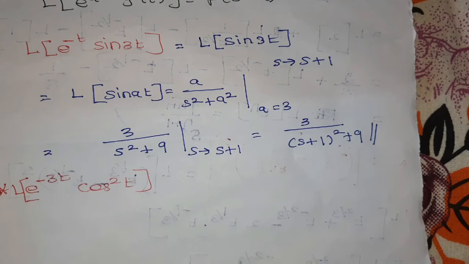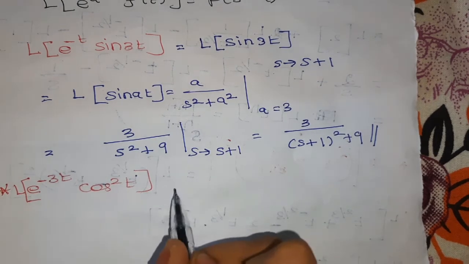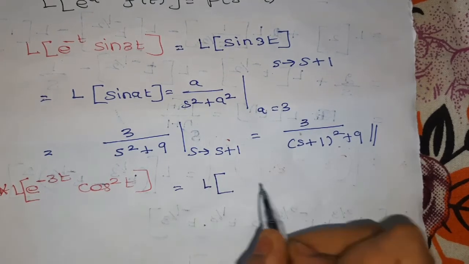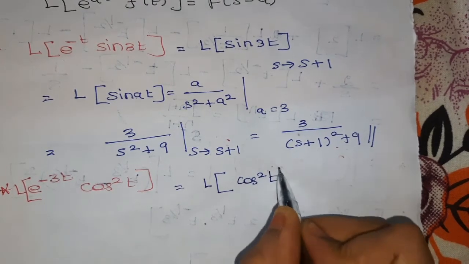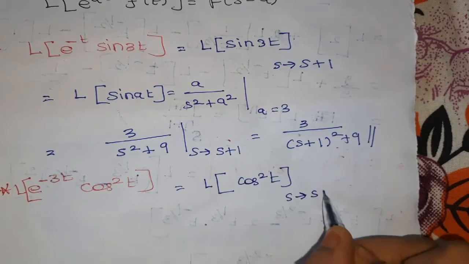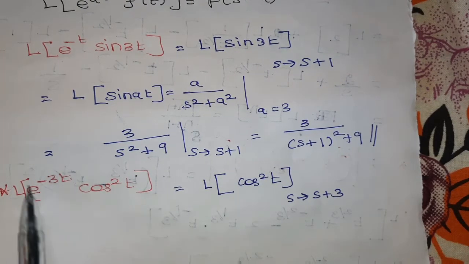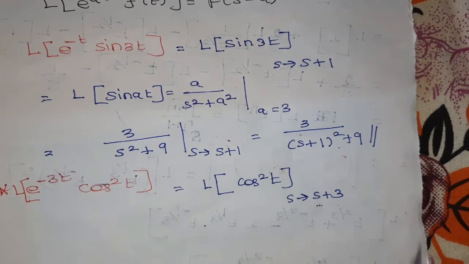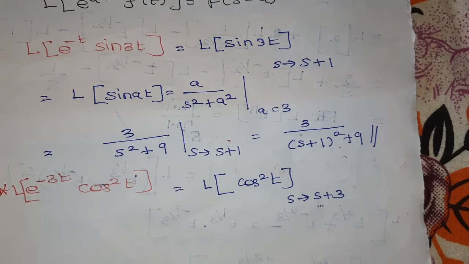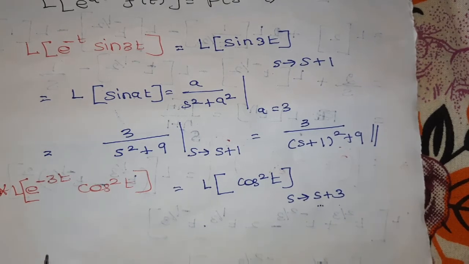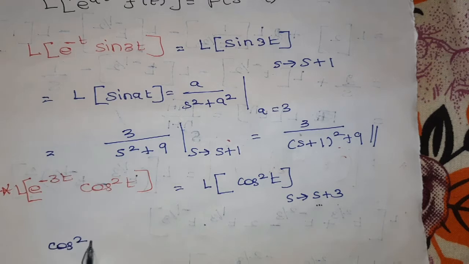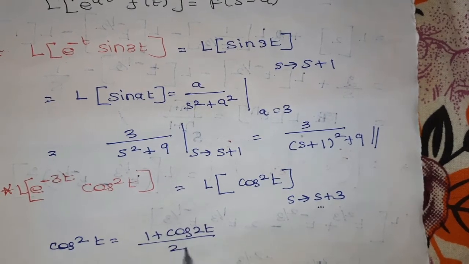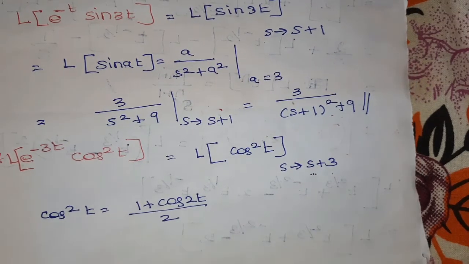Laplace transform of e power minus 3t cos square t. Simplify this one. It is multiplied by e power minus 3t, so Laplace transform of cos square t at s is equal to s plus 3 here, because there is a minus sign here, so replace s with s plus 3. We know the trigonometric formula for cos square t: 1 plus cos 2t divided by 2. So apply this formula here. What will we get?